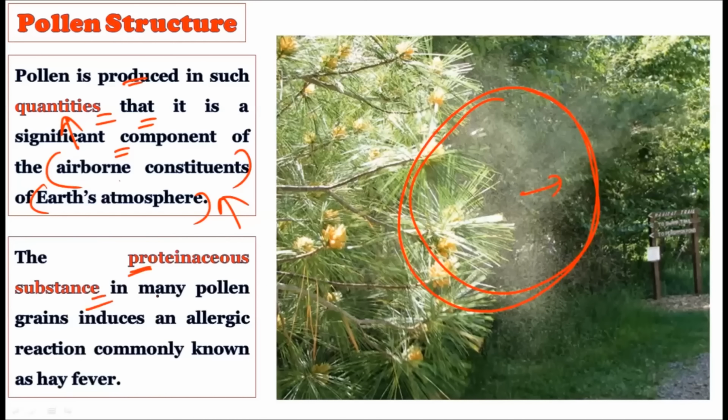The proteinaceous substance which is present in these pollen grains causes allergic reactions, commonly called hay fever. As we have discussed in the last video lecture, these pollen grains are responsible for giving allergic reactions, and the most common type of fever caused by these allergic reactions is hay fever. The proteinaceous substance present in these pollen grains is actually responsible for this hay fever.